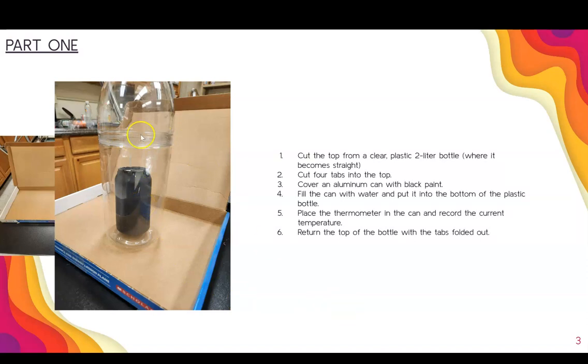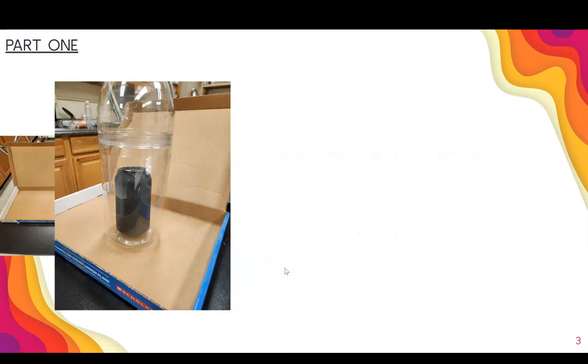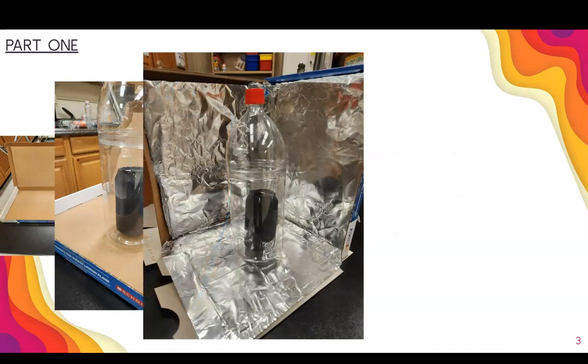I have a bottle that's already pre-made by the way that it's cut. It's made for science experiments, but with a simple 2-liter bottle, you can cut tabs to make sure that it closes tightly. Then you would place the thermometer inside to make sure that you're getting your temperatures recorded.